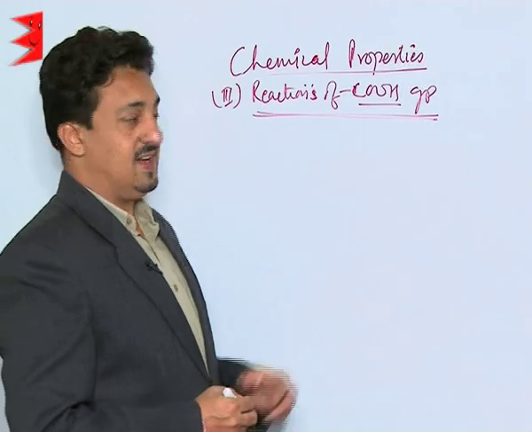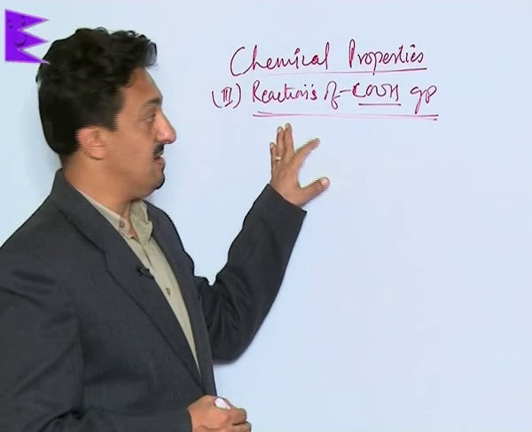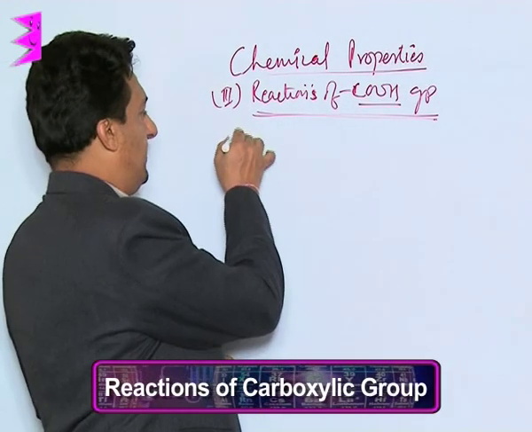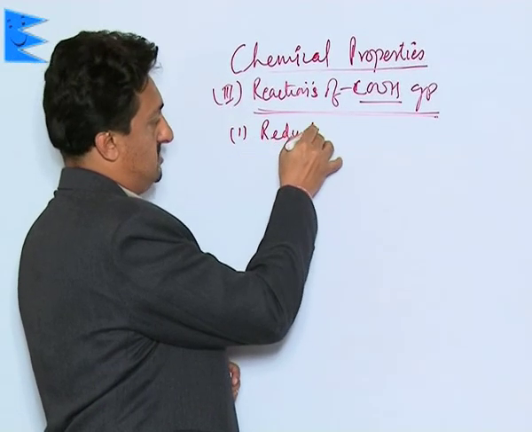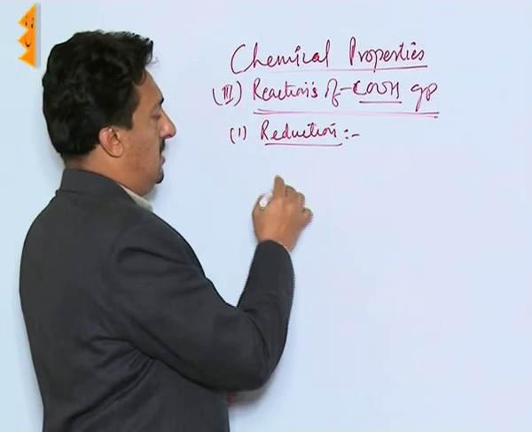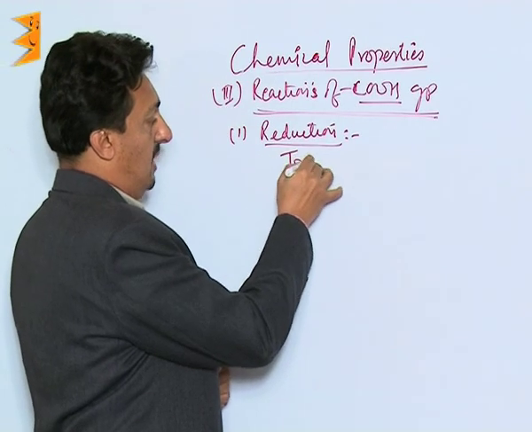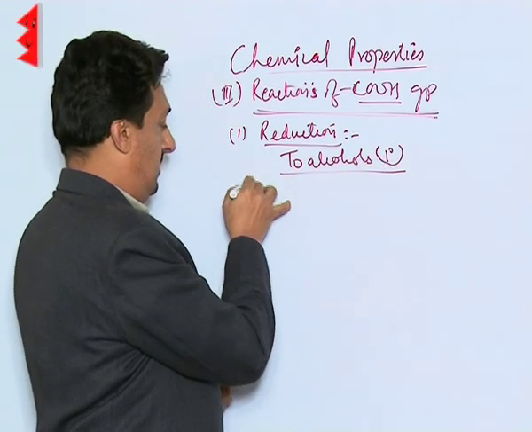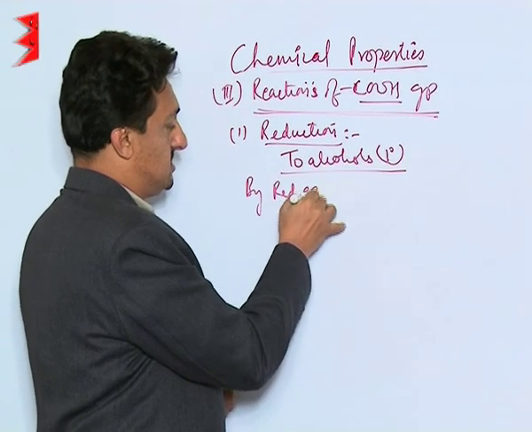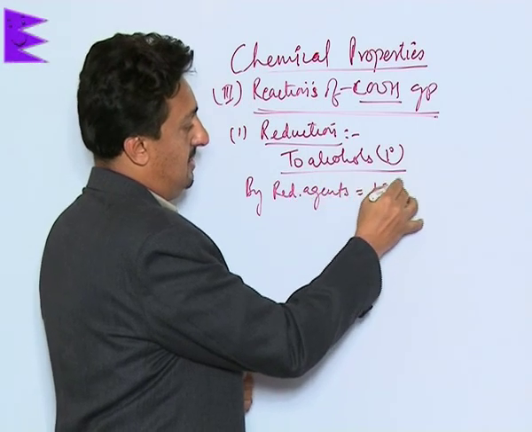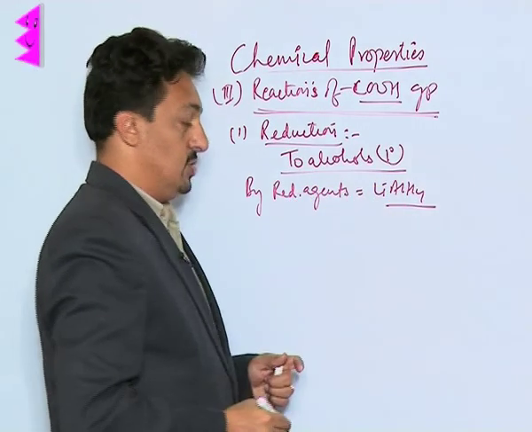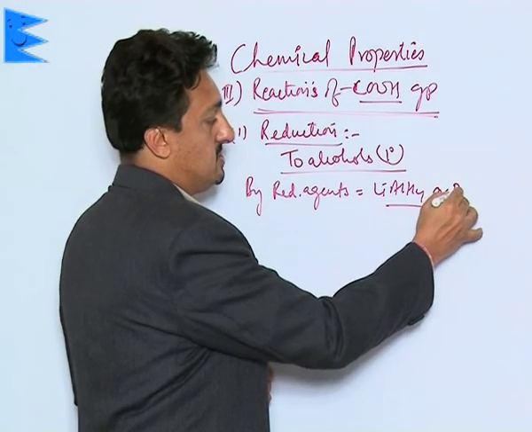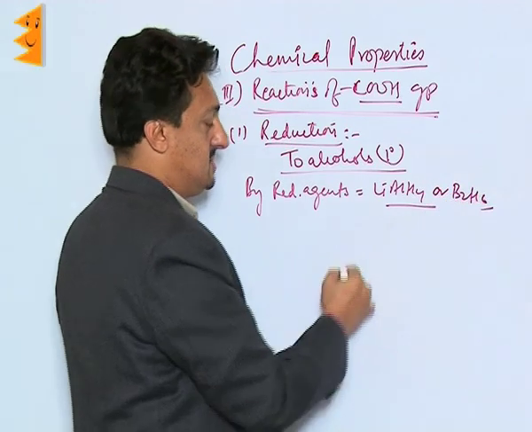Now let us see the third category of reactions of carboxylic acids, which involves the complete COOH group. So reactions of carboxylic group. The first one is the reduction. Always remember, we can reduce them to alcohols, and that too always primary, by using reducing agents like lithium aluminium hydride. Sodium borohydride doesn't work on carboxylic acids. Or we can use diborane also, B2H6.